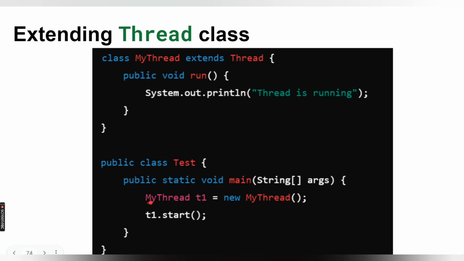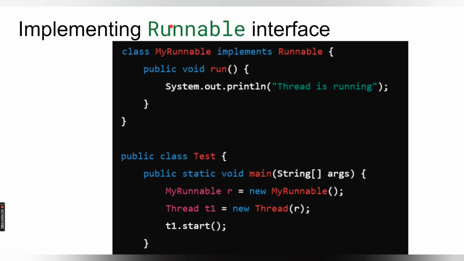So basically, this is a creation of thread. So t1 is your thread, and when you need to start a thread, you need to directly say start, and by default, it will call this run method. So we will see in the practical implementation how it will work. So when you call t1.start, it will call this run method, and you will get this message as thread is running. So this was about extending the Thread class.